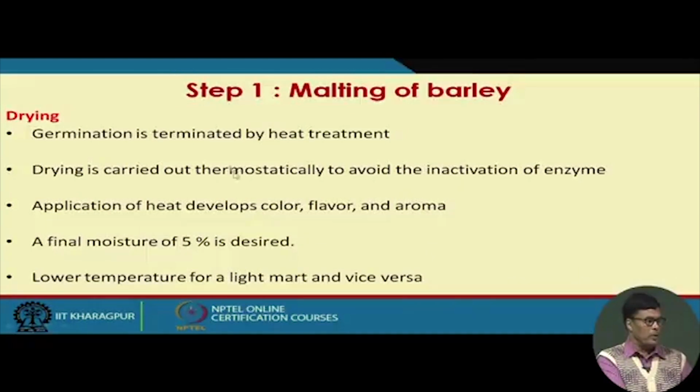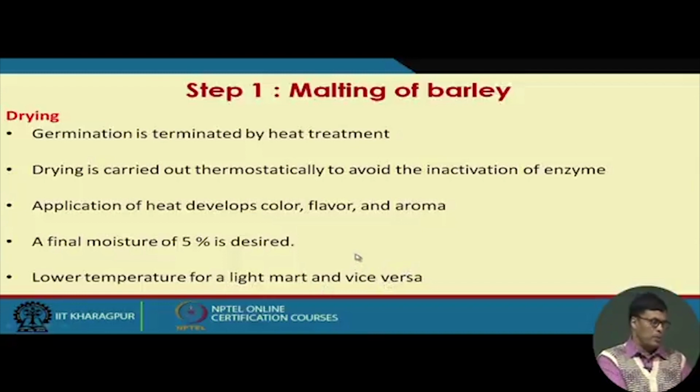Now during drying, the germination is terminated by heat treatment. Drying is carried out thermostatically to avoid the inactivation of enzymes. We maintain the temperature in such a way that the inactivation of enzymes doesn't take place, and the application of heat develops the color, flavor and aroma. The final moisture content, as I told you, is 4 to 5%. Then lower temperature for a light malt, or vice versa.